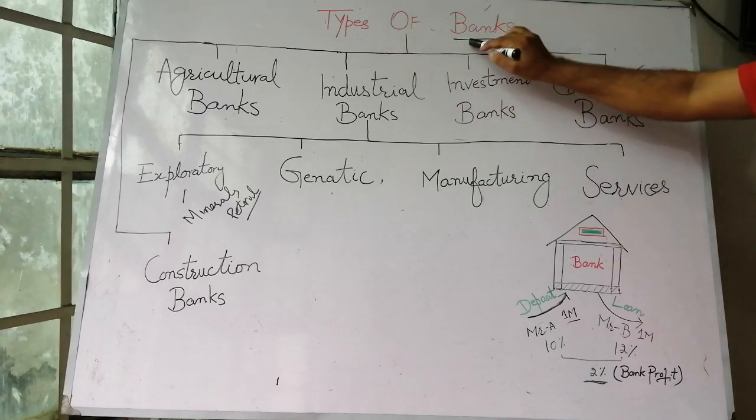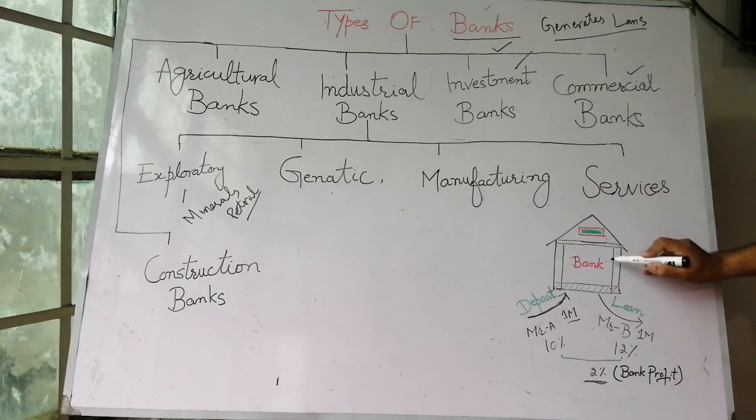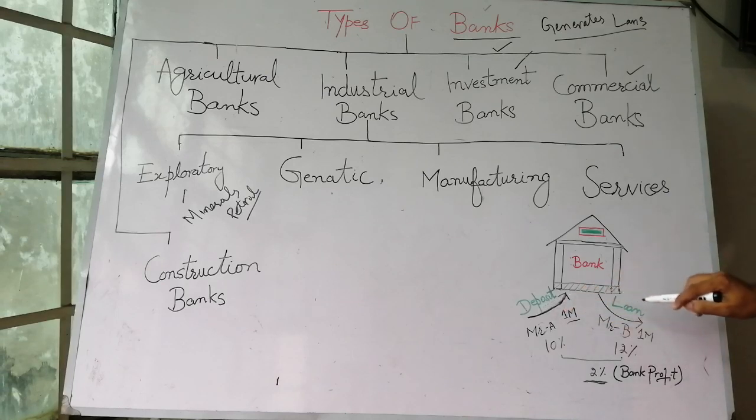Before discussing types of the banks, let's discuss what is the bank. Bank is an institution which generates loans. How does it generate loans? Let's take an example. This is an institution, this is the bank. It takes deposits and it gives loans.